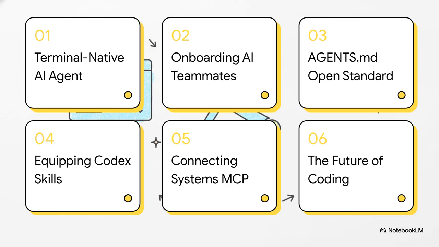So, here is our roadmap for today. We're going to cover 1, the terminal native AI agent, 2, onboarding your AI teammate, 3, the agents.md open standard, 4, equipping Codex with skills, 5, connecting systems via MCP, and finally 6, the future of coding. Let's get right into it.